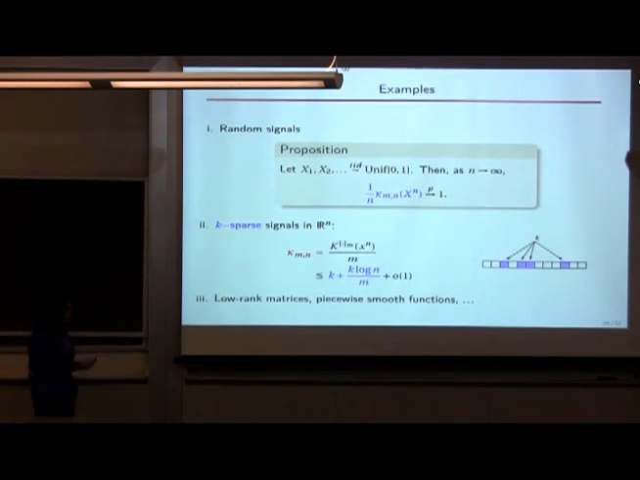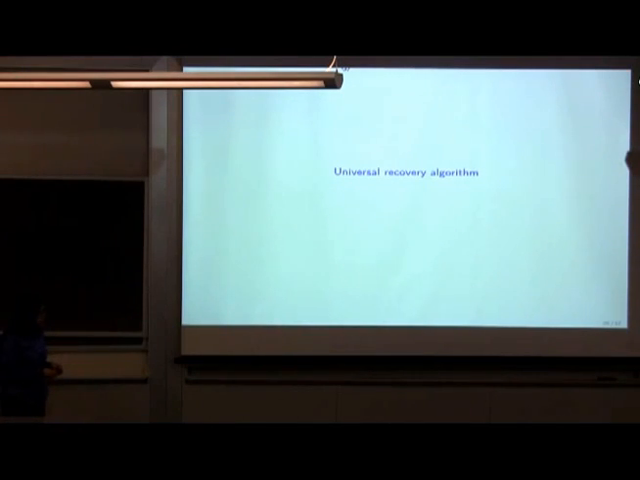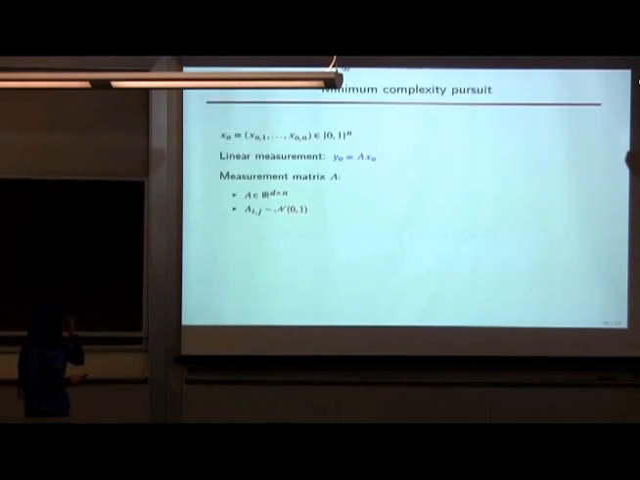And for each case, we can bound the KID and show that it's a good measure of complexity and how it measures the structure of the signal. Now that we have this measure of complexity, we can build a universal recovery algorithm.